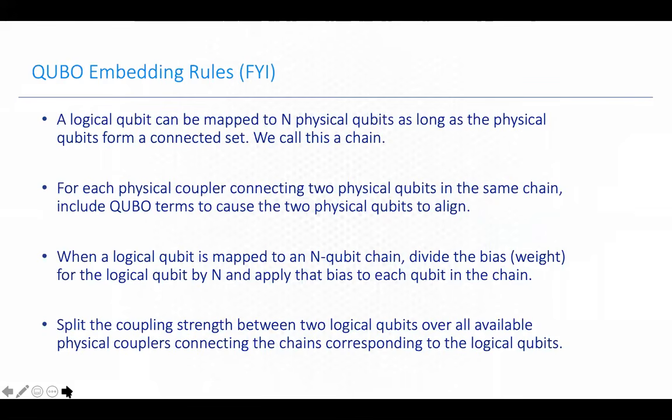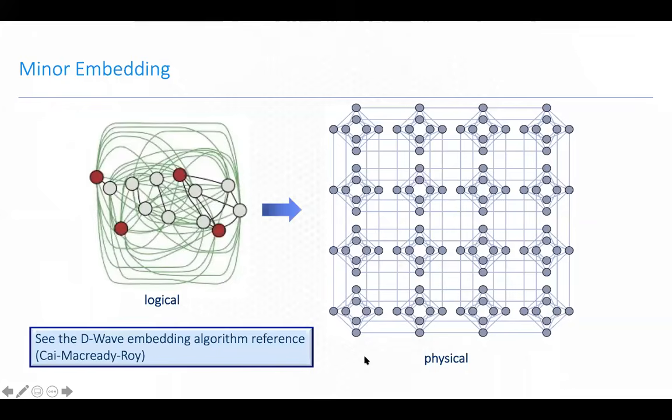A logical qubit can be mapped to n physical qubits, as long as they're a connected set, call that a chain. For each physical coupler connecting 2 physical qubits in the same chain, include QUBO terms to cause them to align. That's that chain strength thing. And then the remaining 2 get hairy, but this is a nice summary of what you'd have to do. Well, as I mentioned, you don't have to do this, at least not at first blush.